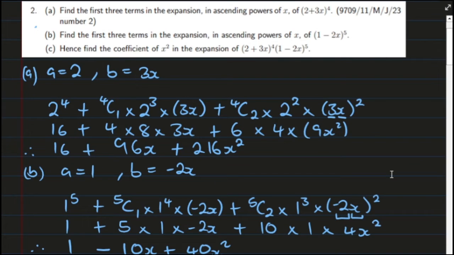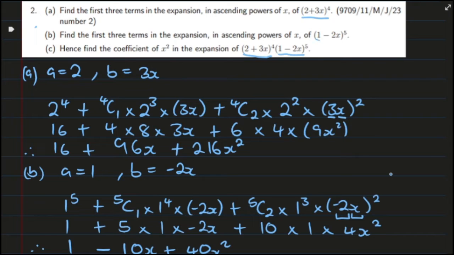Hence find the coefficient of x squared in the expansion of (2 + 3x)^4 times (1 - 2x)^5. So notice that this (2 + 3x)^4 is exactly the same as A. And notice how the (1 - 2x)^5 is the same as B. So what we can do is use the expansions that we found in A and B to substitute (2 + 3x)^4 and (1 - 2x)^5 respectively.